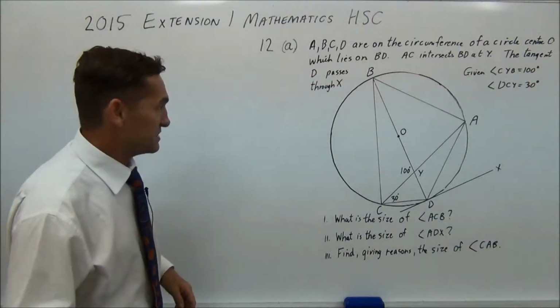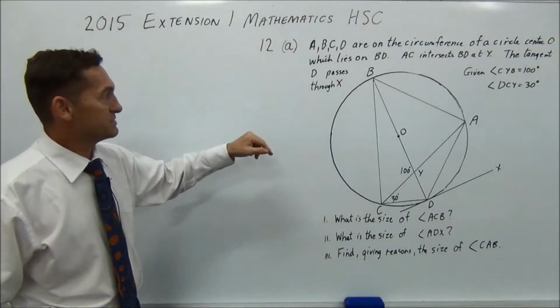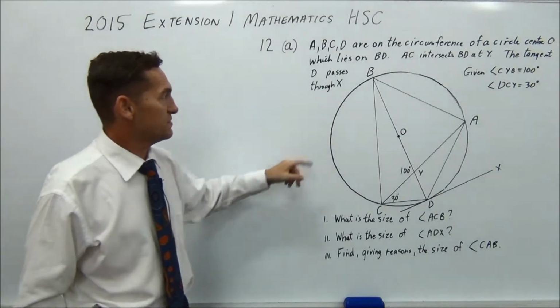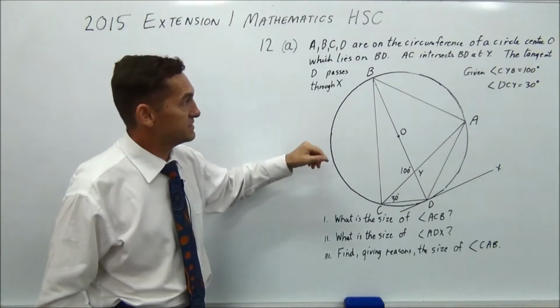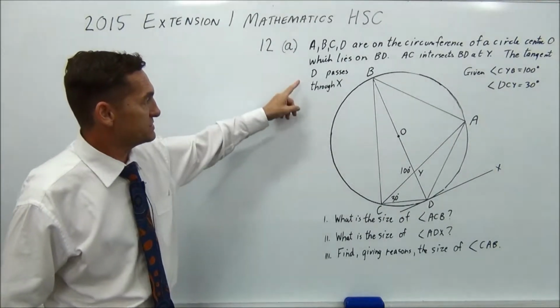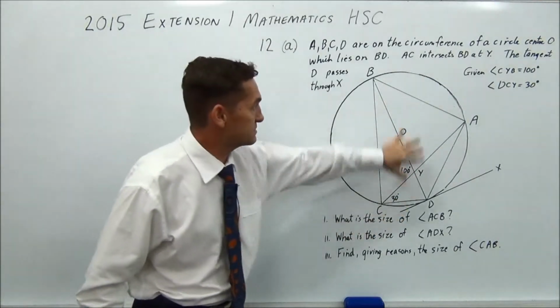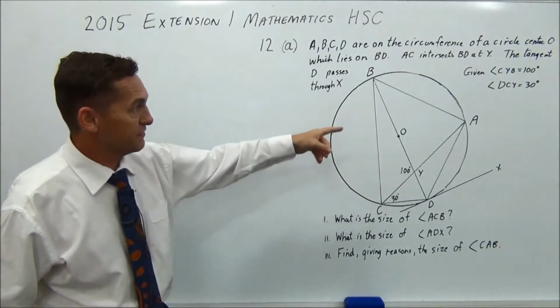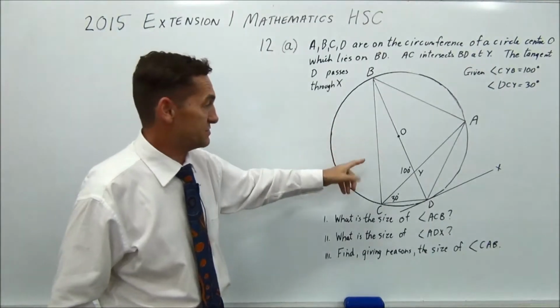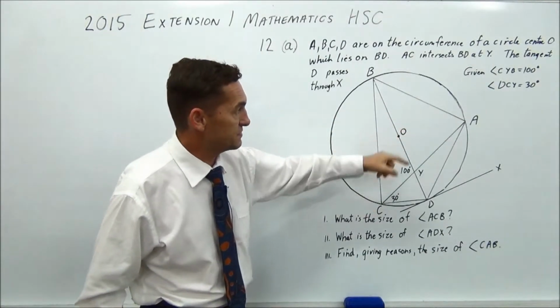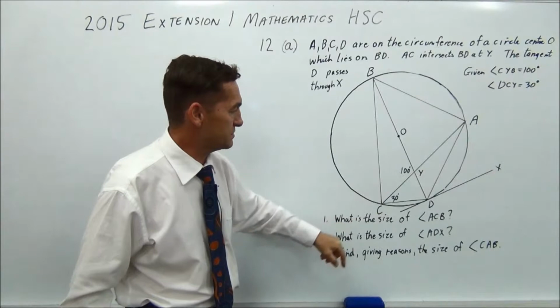G'day again. Back to question 12. A, B and C are on the circumference of a circle, centre O, which lies on BD. AC intersects BD at Y. The tangent at D passes through X, and they give you this nice diagram. They tell you given CYB equals 100. And they also tell you it's given that DCY equals 30.